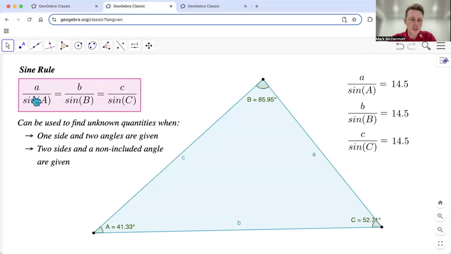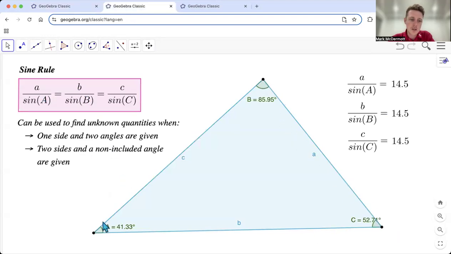The sine rule basically says this. The ratio of a over sine A equals the ratio of b to sine B, which equals c to sine C. Okay, so that's our rule. It's not a proof, obviously, but the proof is actually pretty straightforward. What we would just need to recognize is that lowercase letters represent the side lengths.